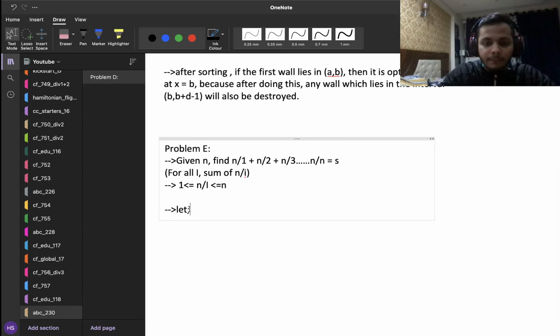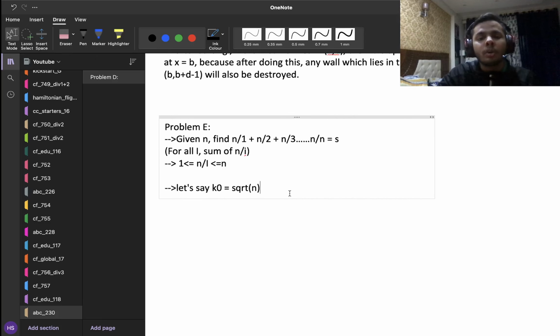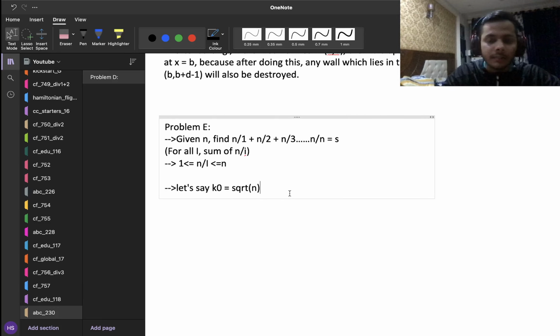So let's say k naught is equal to square root of n. Here sqrt of n is the standard sqrt function which gives us the floor of the square root of n. So let's say k naught is equal to the floor of the square root of n, the greatest integer of the square root of n. Now, what we'll do is, for all values from 1 to k naught, we'll try to find the contribution of each value.